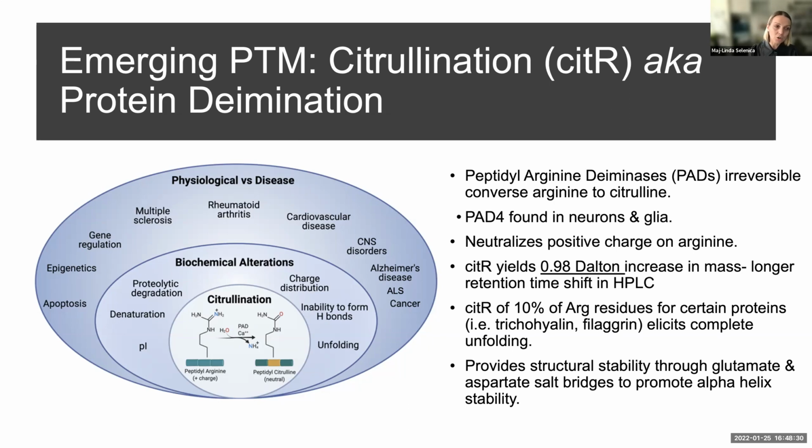Both in physiological conditions and in disease, citrullination of proteins has been described. In the case of CNS disorders, citrullination of proteins has been found both in Alzheimer's disease and ALS, as well as induction in protein levels of PADs. PAD4 is one of the enzymes of interest for our research as it's found both in neurons and glia.